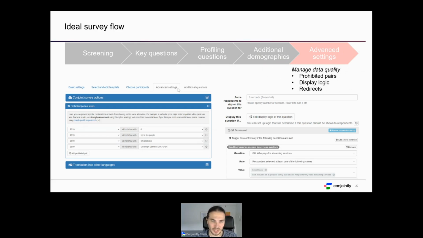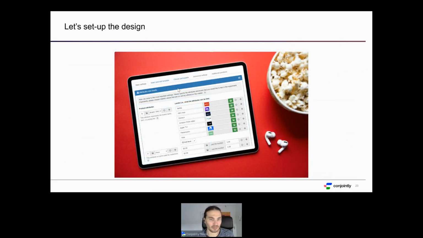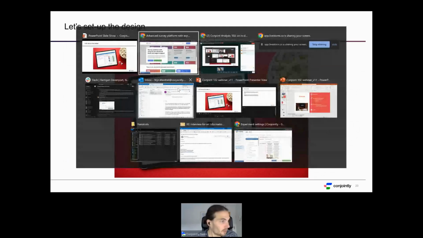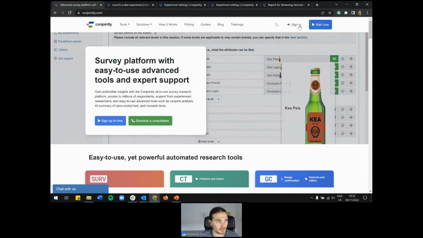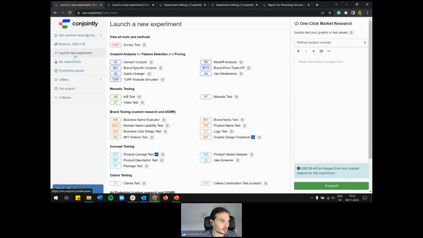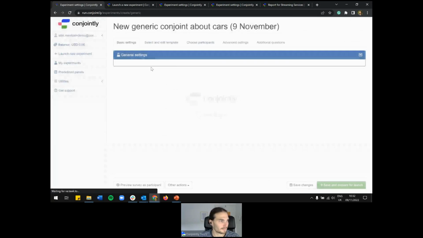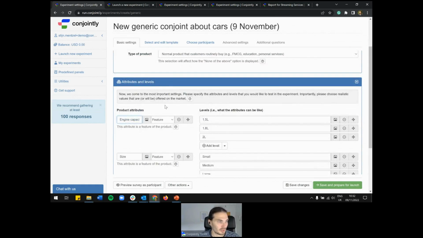But that's a lot of theory and a lot of PowerPoint. So let's have a look at what it's like to create this in the platform. So let me just jump on over to Conjointly. To launch an experiment, you simply create your free Conjointly account, or in my case, sign in. It opens on Launch New Experiment, and you click on the experiment you want to launch, in this case, generic conjoint. It creates a template, and all you have to do is start adjusting this to things like video streaming service, and so on. You can see it already comes preloaded with a few attributes and levels.